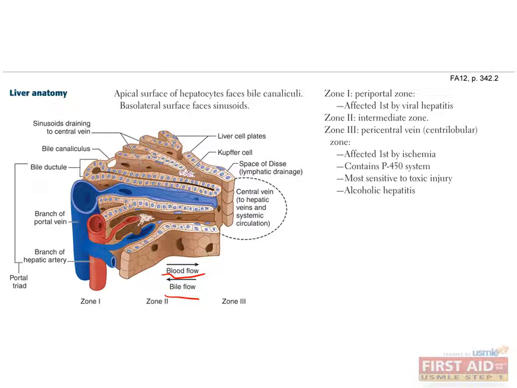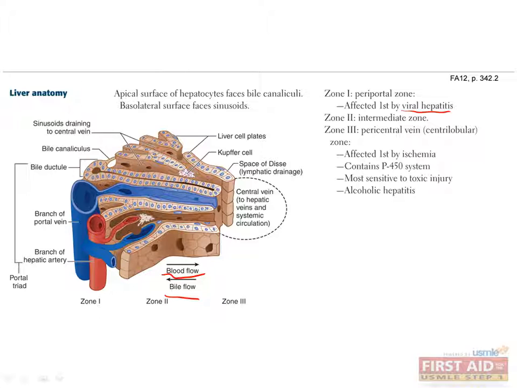Given this anatomy, different zones of the liver are affected in different ways by different insults. Zone 1 is the zone around the portal vein, which is affected first by viral hepatitis. This might make sense, as blood carrying the virus will hit these cells first. Zone 2 is known as the intermediate zone. Zone 3 is known as the pericentral vein zone.